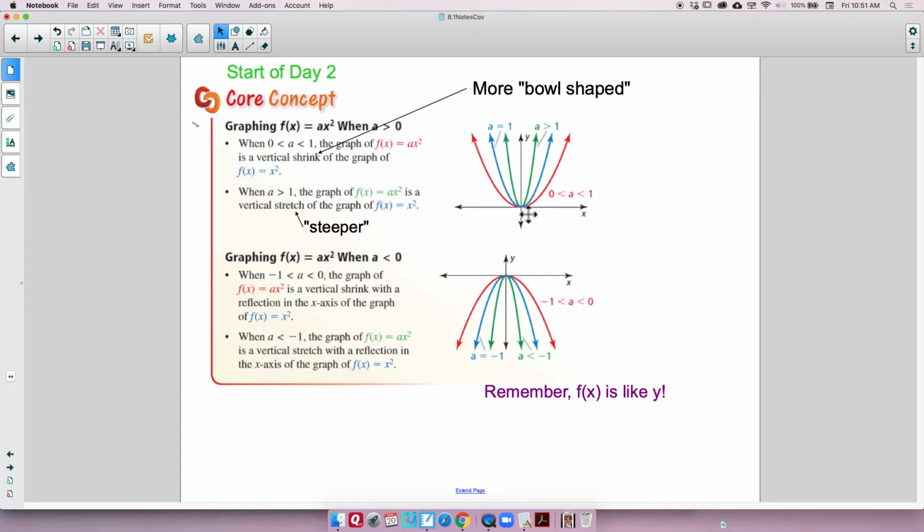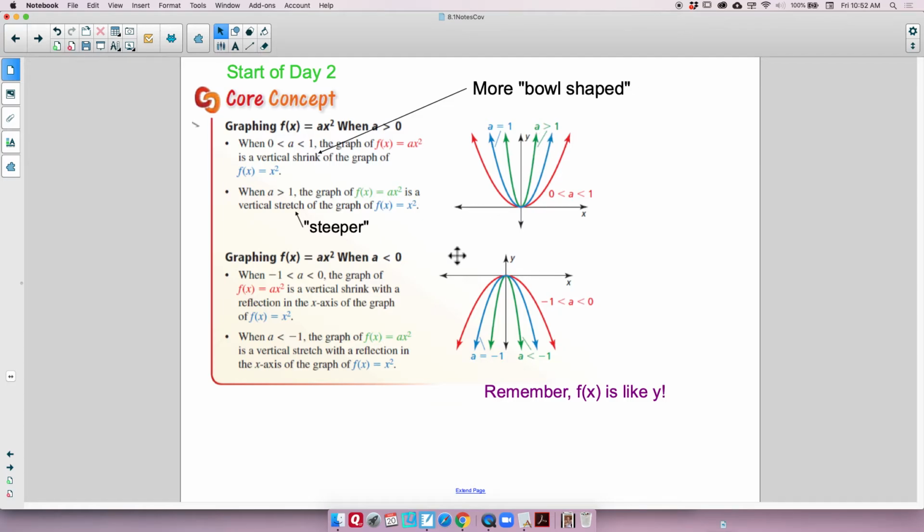So here's our parent graph in blue, okay? So a shrink is kind of making it more bowl-shaped, okay? So that would be the red one here. If a is greater than 1, like 2 or 3 or 4, then what we're going to have is what we have in green, which is steeper than the blue one. So the green is steeper than the blue, okay?